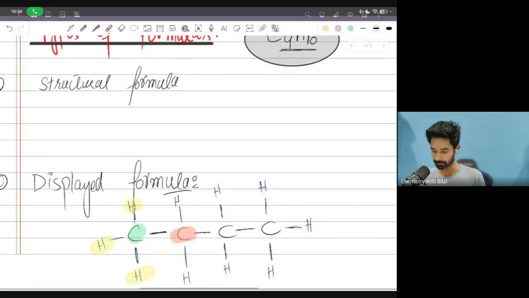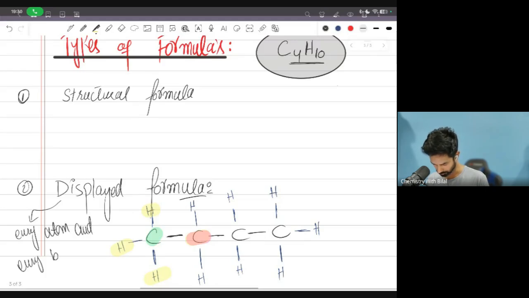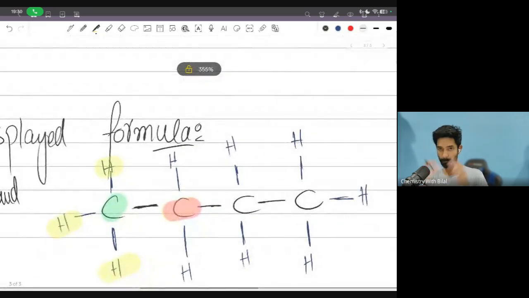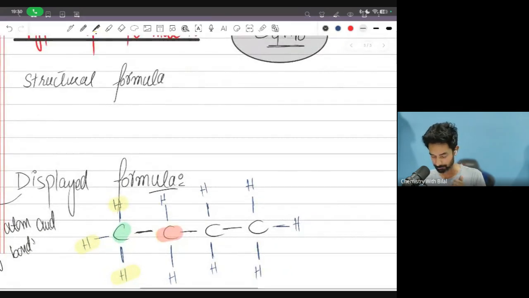Now, the type of formula in which you open every bond and every atom. So displayed formula shows every atom and every bond. So look at this formula. We have opened this formula. We've displayed every bond and every atom. So this type of formula is called displayed formula.